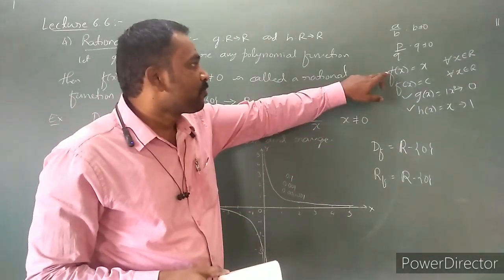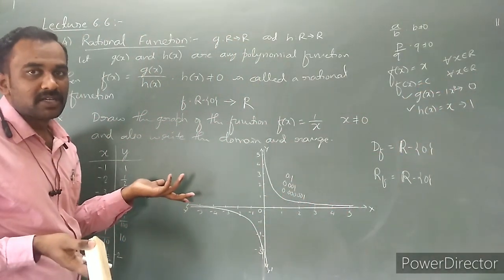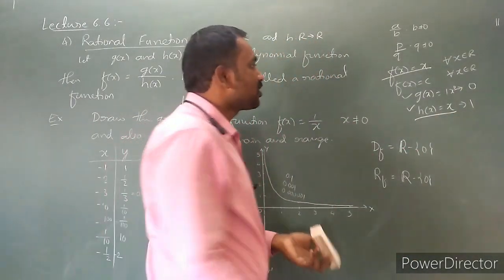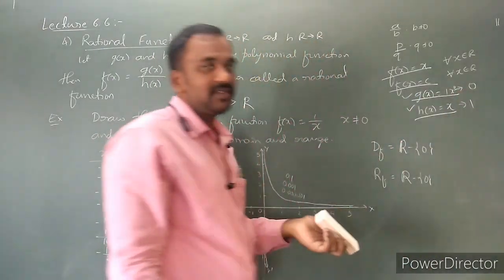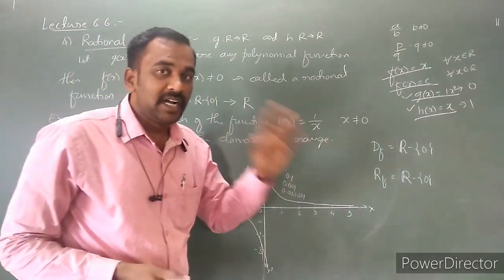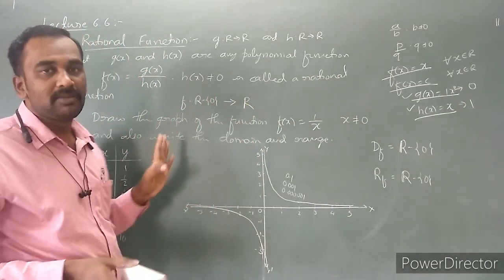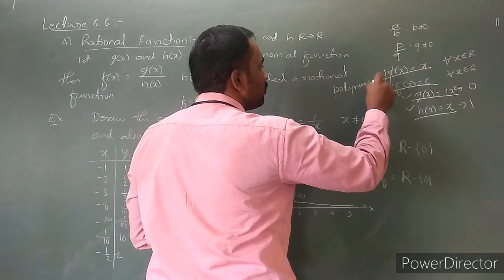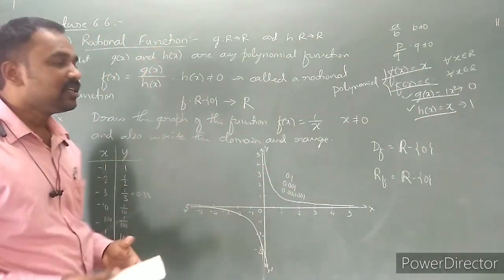Then can we say that the identity function and constant function are also polynomial functions? Identity function is f of x is equal to x, which is h of x. Constant function is f of x is equal to c, which is g of x is equal to 1, where the c value is 1. So the identity function and constant function are particular examples of polynomial functions. Is that clear? Very simple.